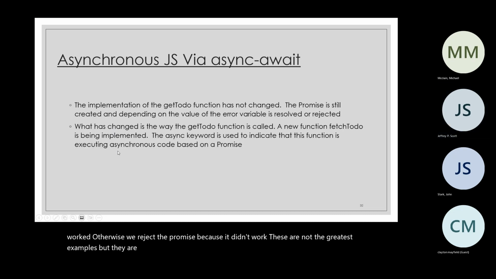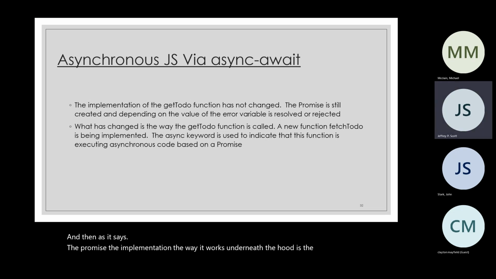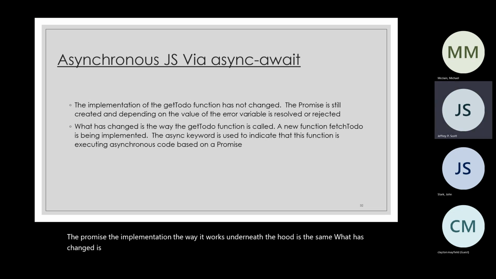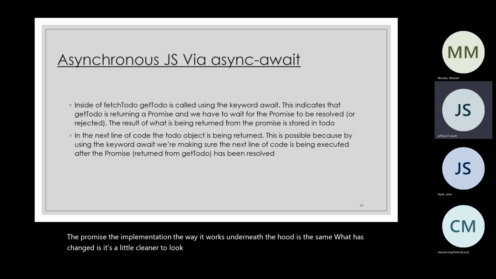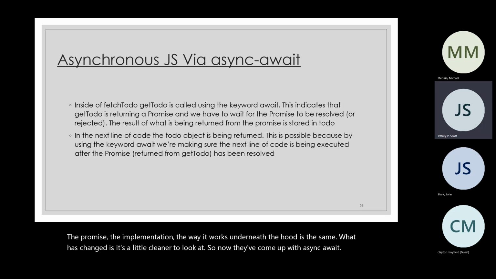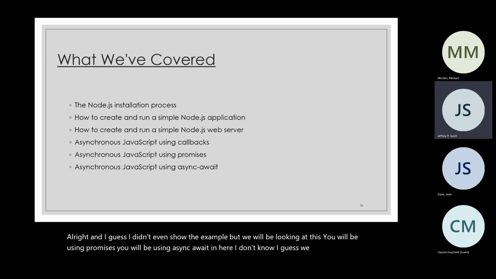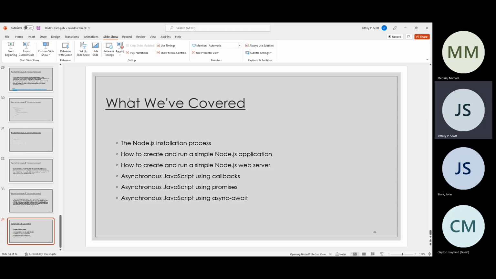All right. And then as it says, the promise, the implementation, the way it works underneath the hood is the same. What has changed is it's a little cleaner to look at. So now they've come up with async await. All right. And I guess I didn't even show the example, but we will be looking at this. You will be using promises. You will be using async await in here. I guess we are doing some regular just callbacks too. All right. Well, that was the first one.